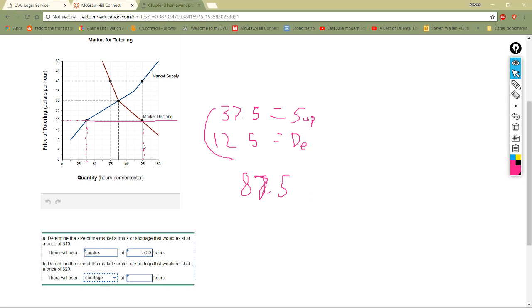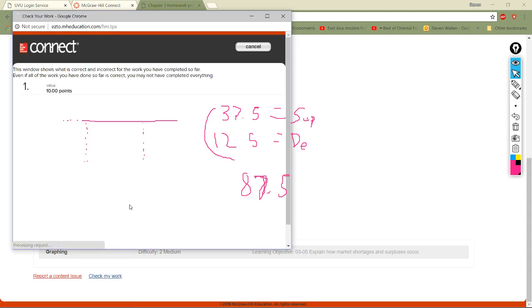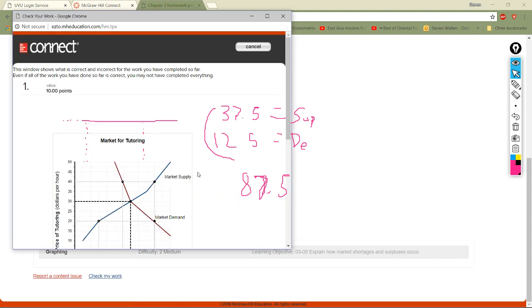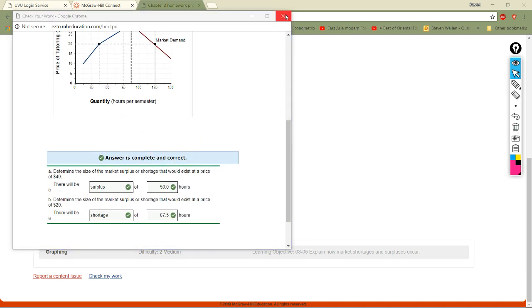And the easiest way to think of it this way: if this is equilibrium and you're shorter than equilibrium, shortage. All right. So, and of how many? Well, 87.5. Let's see if we got it right. If so, we're moving on. Perfect. We're good. We are moving on.